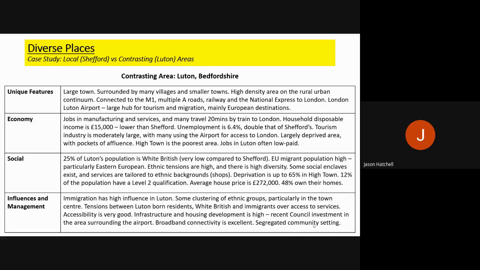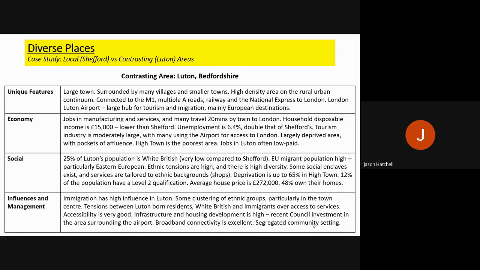Infrastructure and housing development is at a high level, and there has been more and more recent council investment in the area surrounding the airport for new housing, new connectivity from the airport to the main train line, and so on. And broadband technology and connectivity is generally excellent. Generally, you can describe Luton's population as being quite segregated, not that close-knit feel that you get in Shefford.